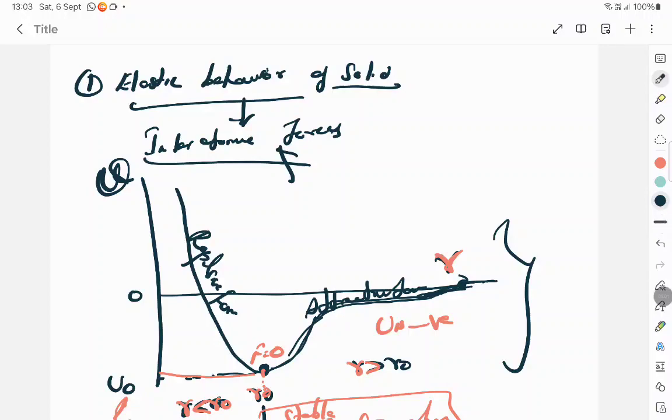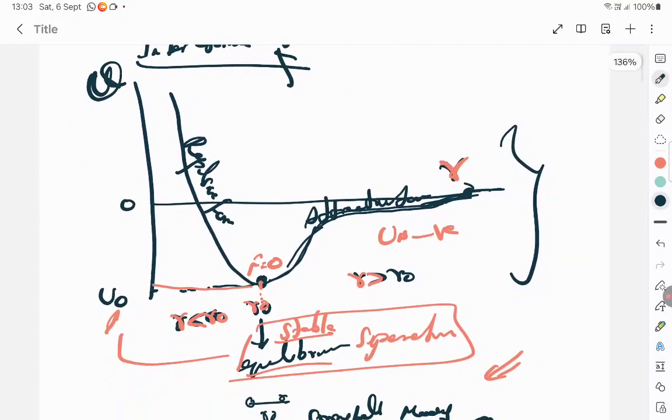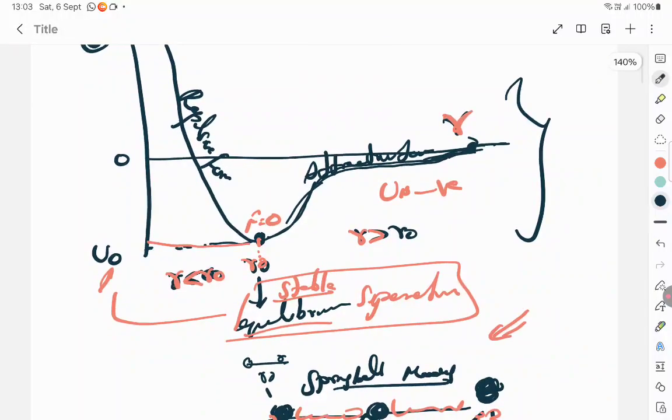The elastic behavior of solids can be explained by means of interatomic forces, the forces between atoms and their distances. This is a graph of potential energy U versus position vector R on the x-axis. You have to draw the graph like this, which explains that R naught is the distance between two atoms when they are in stable equilibrium separation.